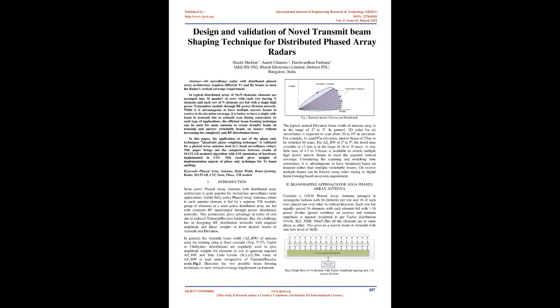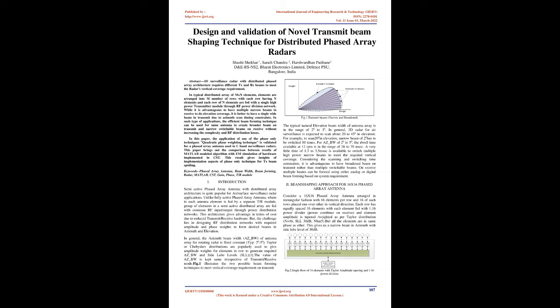While it is advantageous to have multiple narrow beams on receive to do elevation coverage, it is better to have a single wide beam in transmit due to azimuth scan timing constraints. In such types of applications, an efficient beam forming technique can be used for the same antenna to create a broader beam on transmit and narrow switchable beams on receive without increasing the complexity and RF distribution losses.